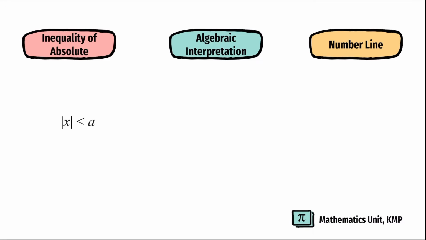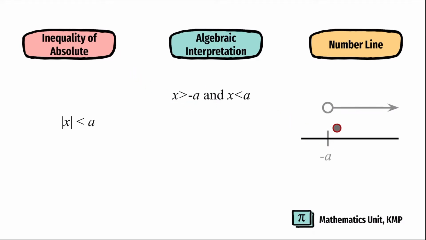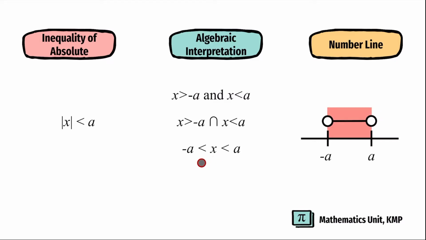If we have absolute value of x less than a, we can write in the algebraic interpretation as x greater than negative a and x less than a. We also can represent this algebraic interpretation on a number line. For x greater than negative a, we're going to represent it with open circle and right side arrow. And for x less than a is the opposite way. And is intersection where two lines overlap. So we can say x is between negative a and a exclusively.